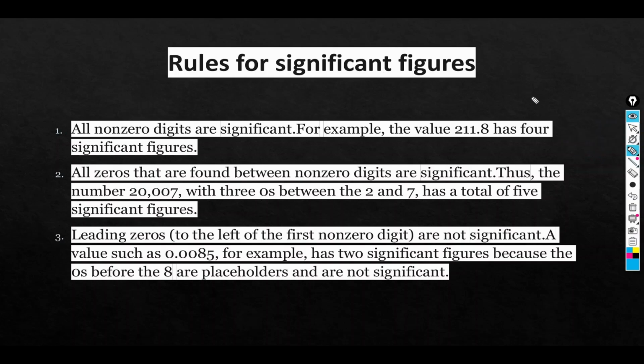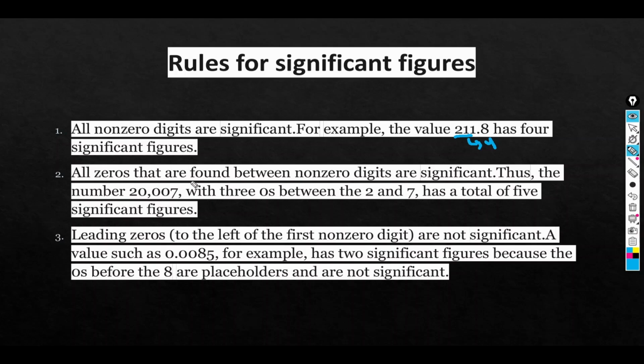is all non-zero digits are significant, just like the example I have given you. So 211.8 has four significant figures because all these are non-zero digits, before the decimal and after the decimal. There is no zero there, so it has a total of four significant figures in this example. Now move on to the next example.